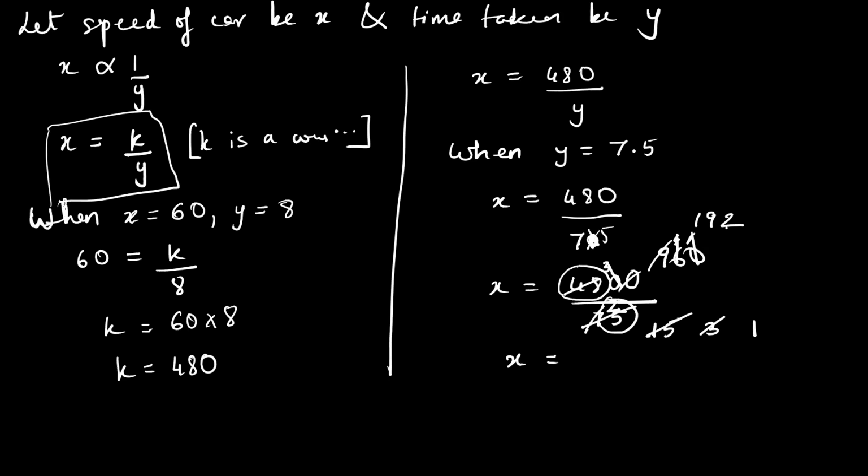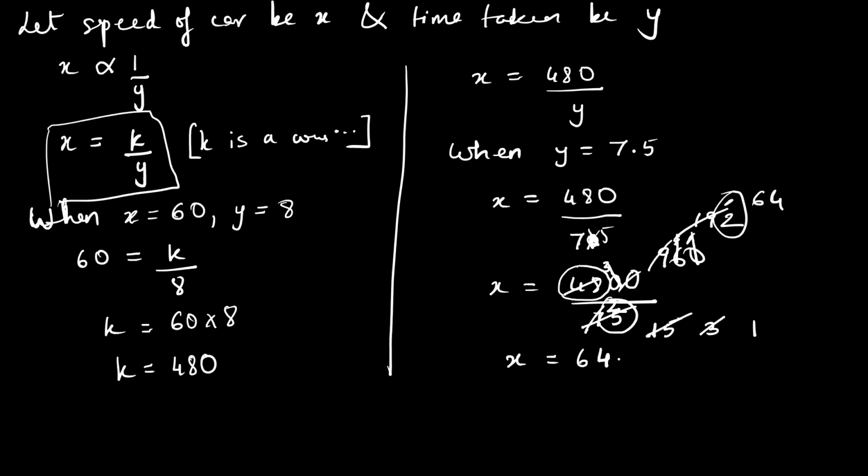3 how much the 19? So 3. 6. 6 the 18. 1 carry forward. 3 how much the 12? 4. So can I say the value of x is 64? Yes, sir. So what final statement can we write? The speed must be 64 kilometers per hour to cover the same distance in 7.5 hours.